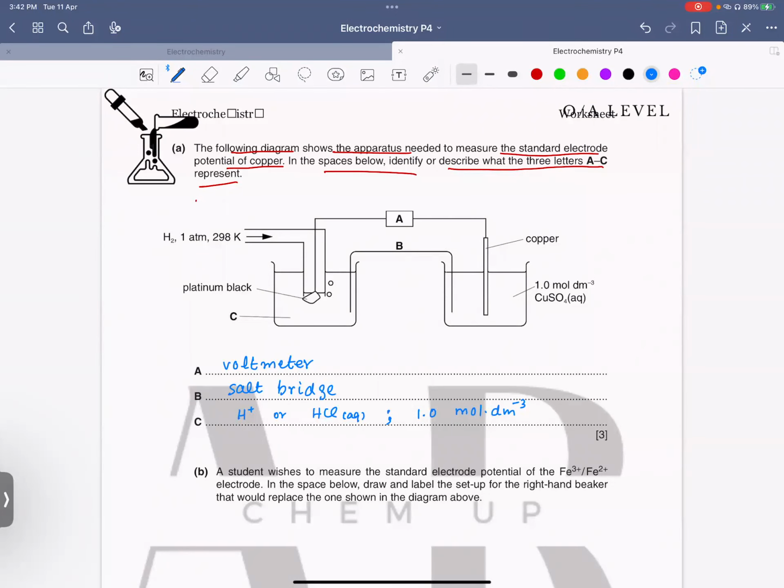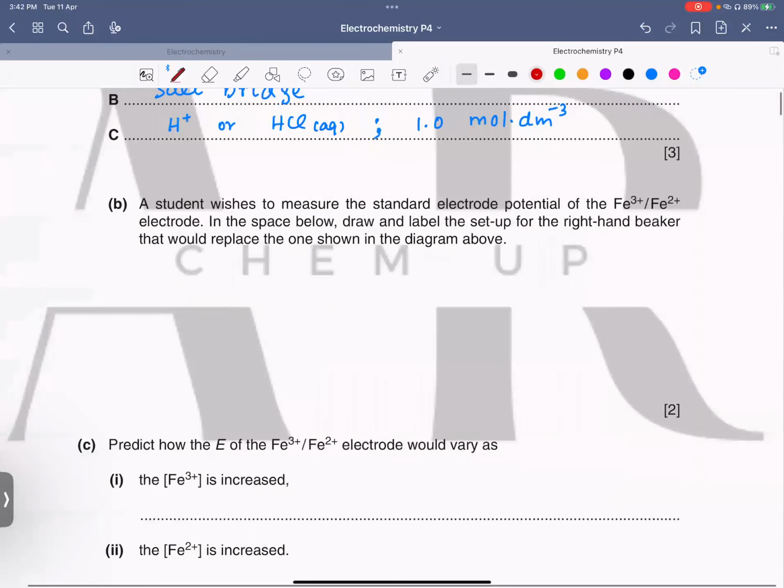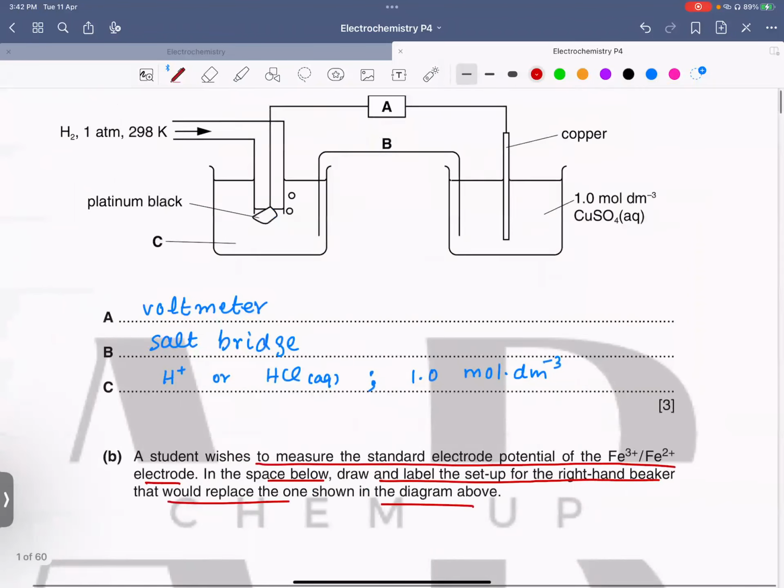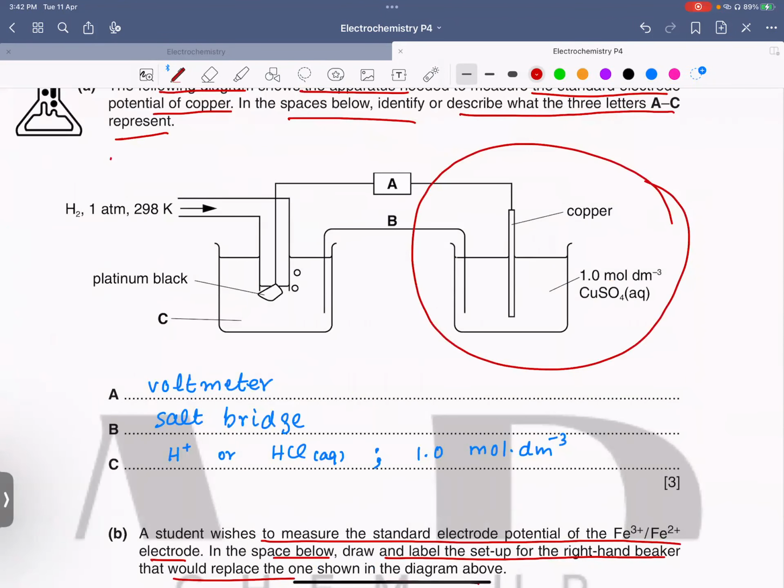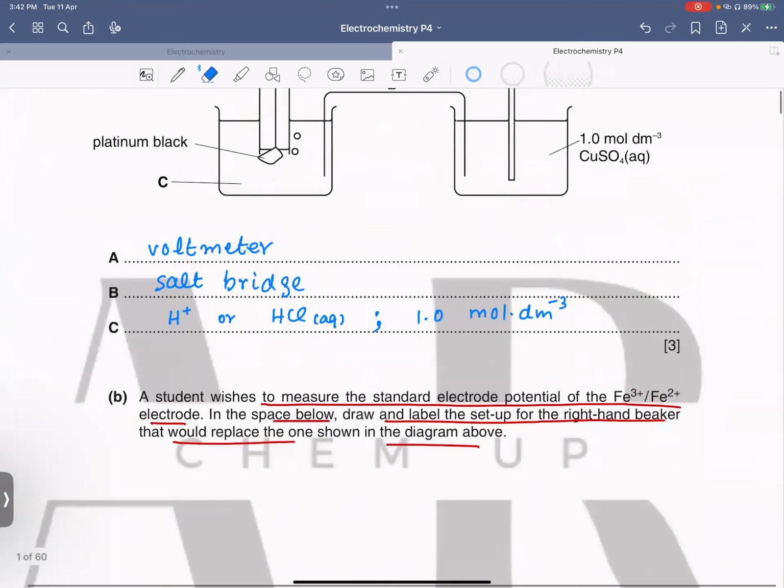Now, see over here. A student wishes to measure the standard electrode potential of the Fe3+, Fe2+ electrode. In the space below, draw and label the setup for the right-hand beaker that would be replaced in the diagram above. So they are saying that instead of this, we have to show the iron 2 positive, iron 3 positive electrode, the half cell.